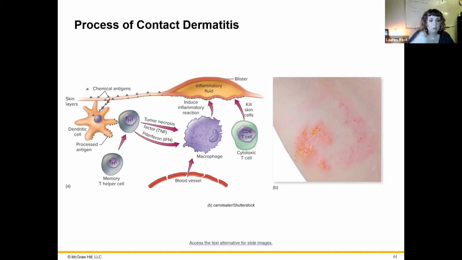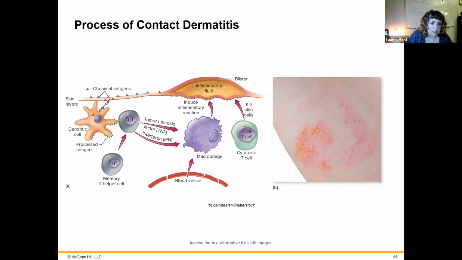Okay, so this is just talking about the process that's involved in that whole response. I'm not going to go through this, but it does give a little bit of a layout of what will be going on with those T cells in response to all of this.